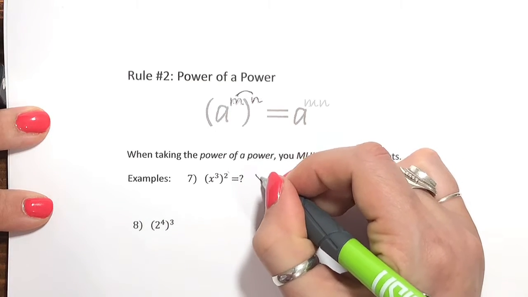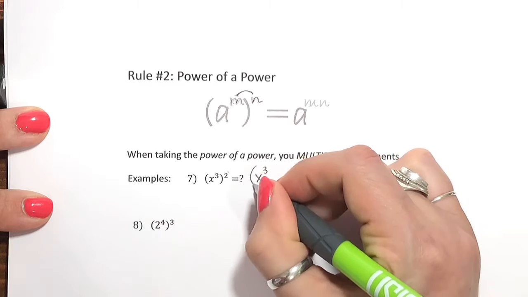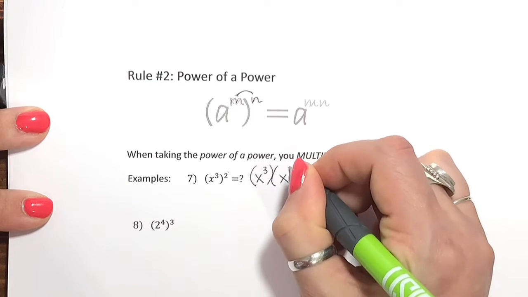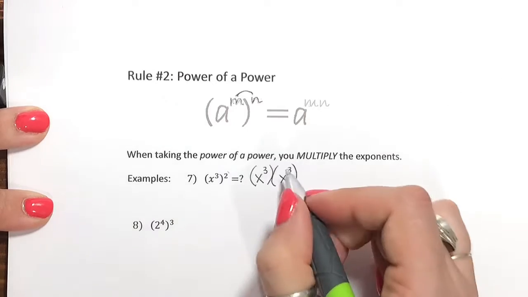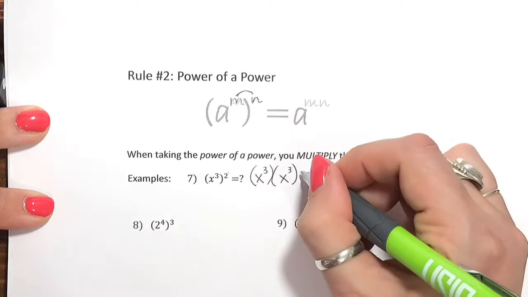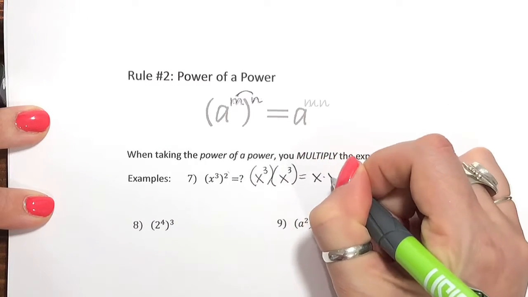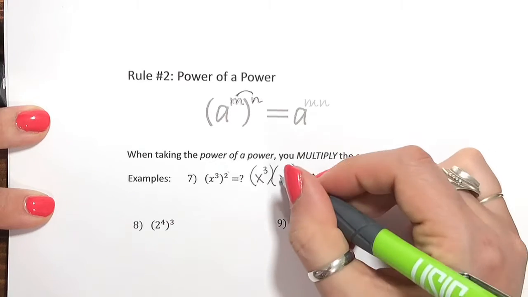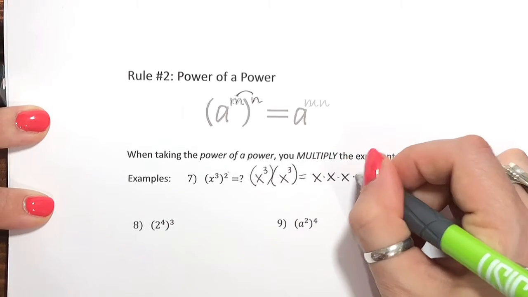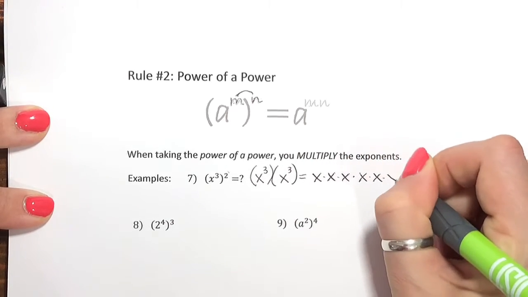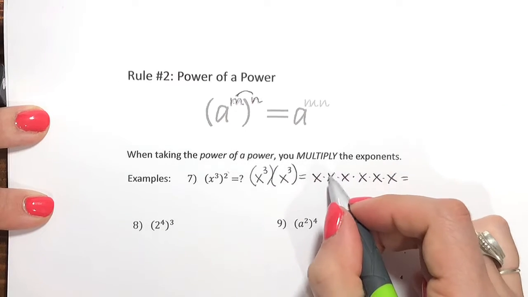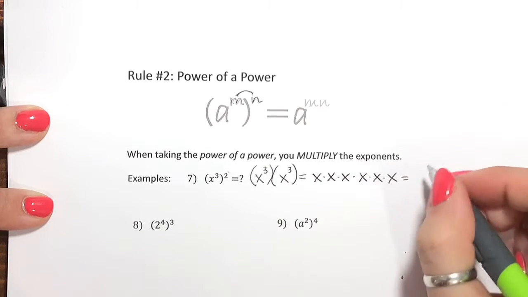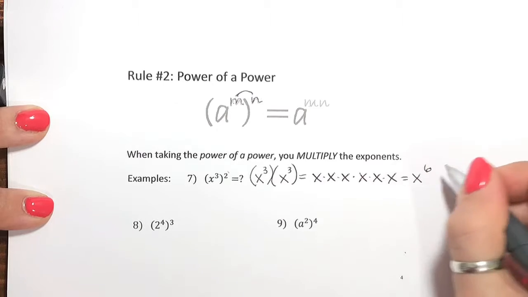So really this means to do x cubed times another x cubed. Well, if I write all of that out, x cubed would be x times x times x, but then I have another x cubed, so I have another x times x times x. That's a total of 1, 2, 3, 4, 5, 6 x's. So I get x to the power of 6.